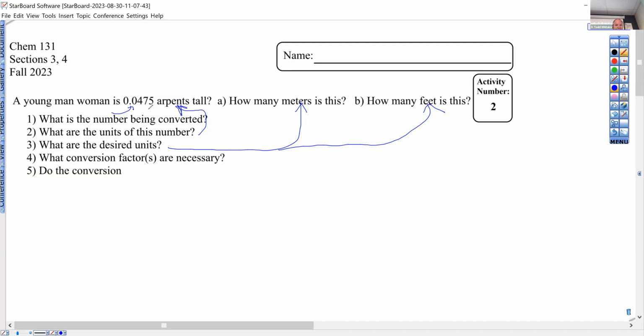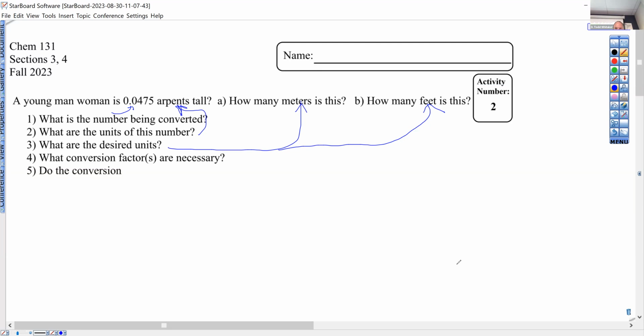So I need a relationship between Arpents and meters if I can find it. As soon as you see what you have and what you need, ideally you find a direct relationship. But life's not ideal, you know that. Sometimes you have to do multiple conversions to get where you want to go. So if we can find Arpents to meters, we'd be happy campers.